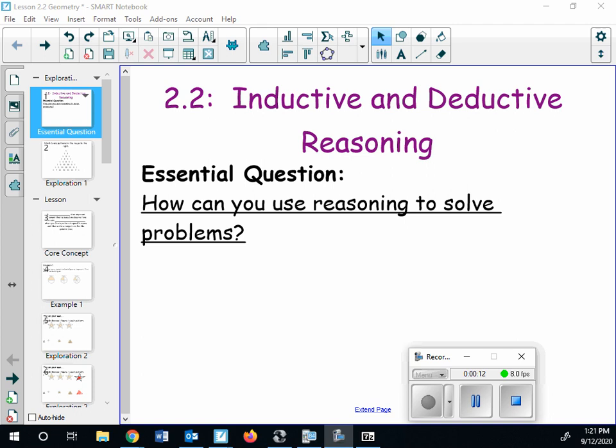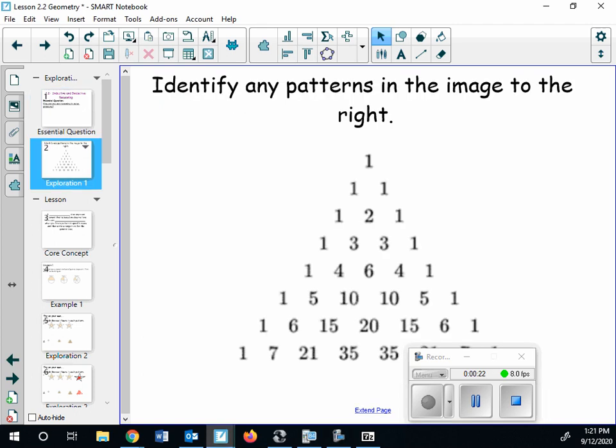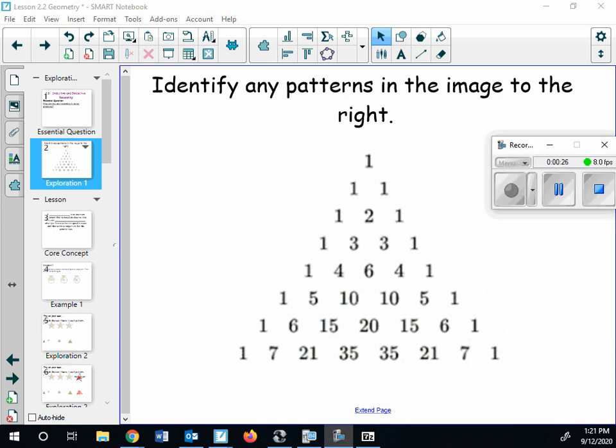The essential question for today's lesson is how can you use reasoning to solve problems? So we're first going to start out with this pattern, and I want to see if you guys can identify any patterns in this image to the right. This is really fun to do in class, and I'm sad that we don't get to do this, but if you could pause it and see if you can figure out that pattern, that would be super cool. I think I only had one student figure it out last year.